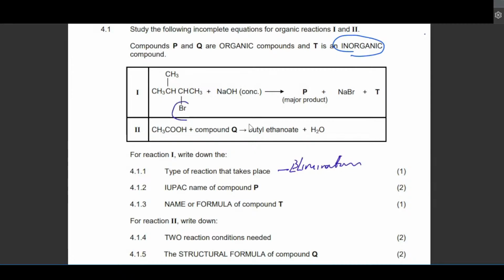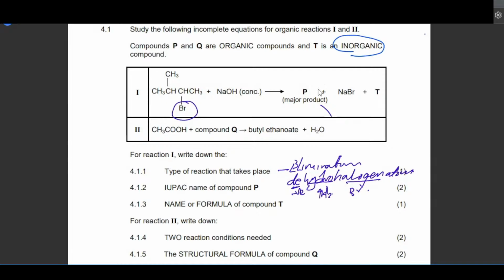You eliminate this bromide and the hydrogen, or dehydrohalogenation. Why? Because we are removing the hydrogen, and then the halogen, which is the bromine. So we are removing the bromine and we are removing the hydrogen, hence dehydrohalogenation or elimination. So they are asking for the name of P. So we say that P is going to be an alkene.